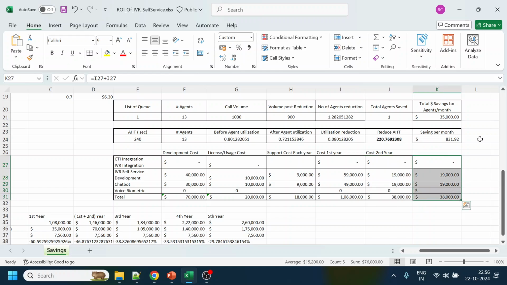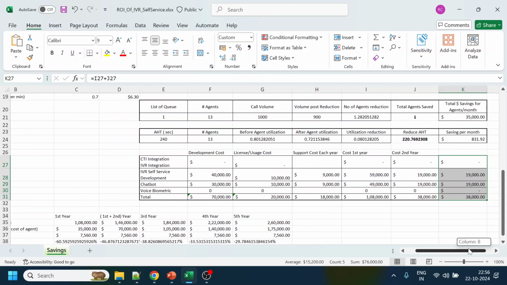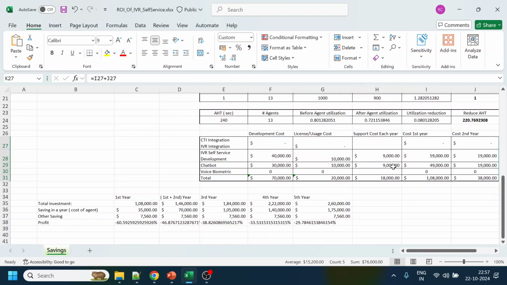Similarly for the third year, fourth year, based on whatever the support and license cost is, you can mention for n number of years, right? Usually we term it for 5 years, and see if we get the return by that time or not. Now, what is the solution for the calculation of the return on investment?